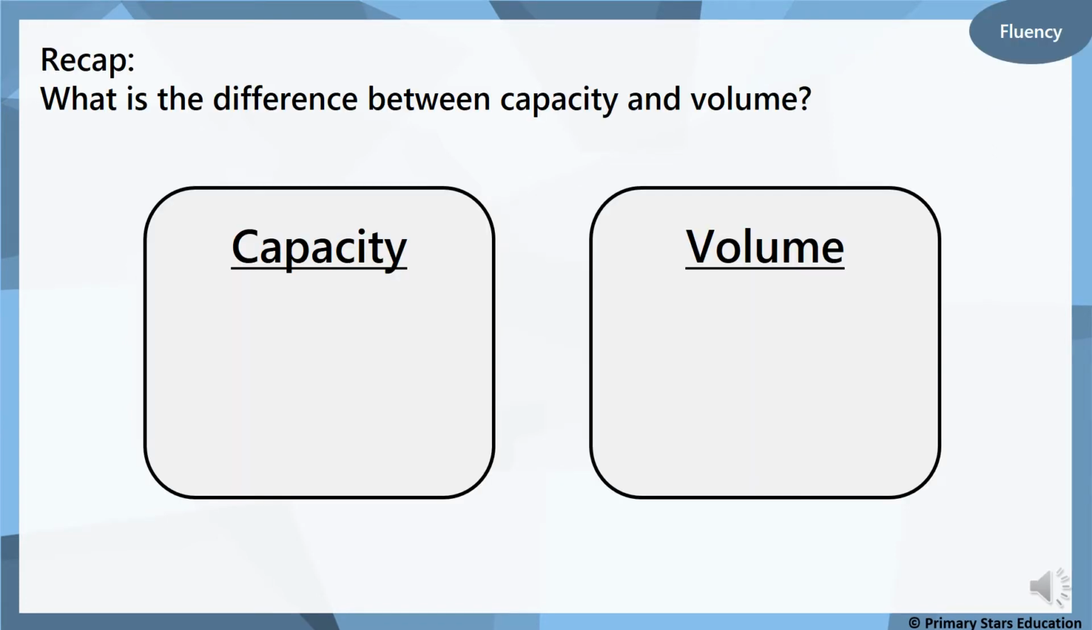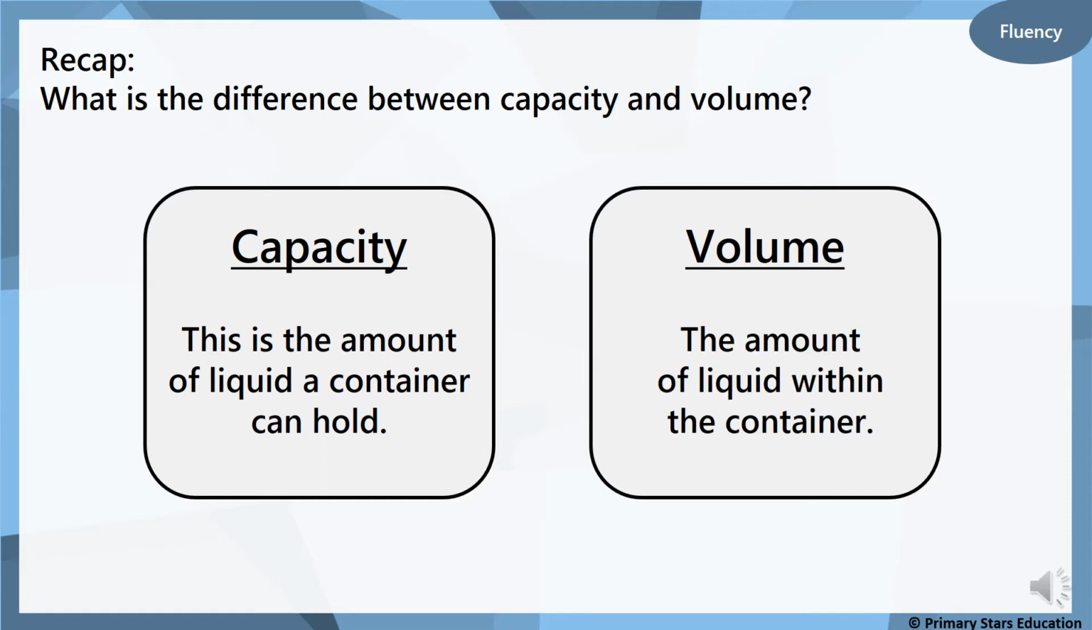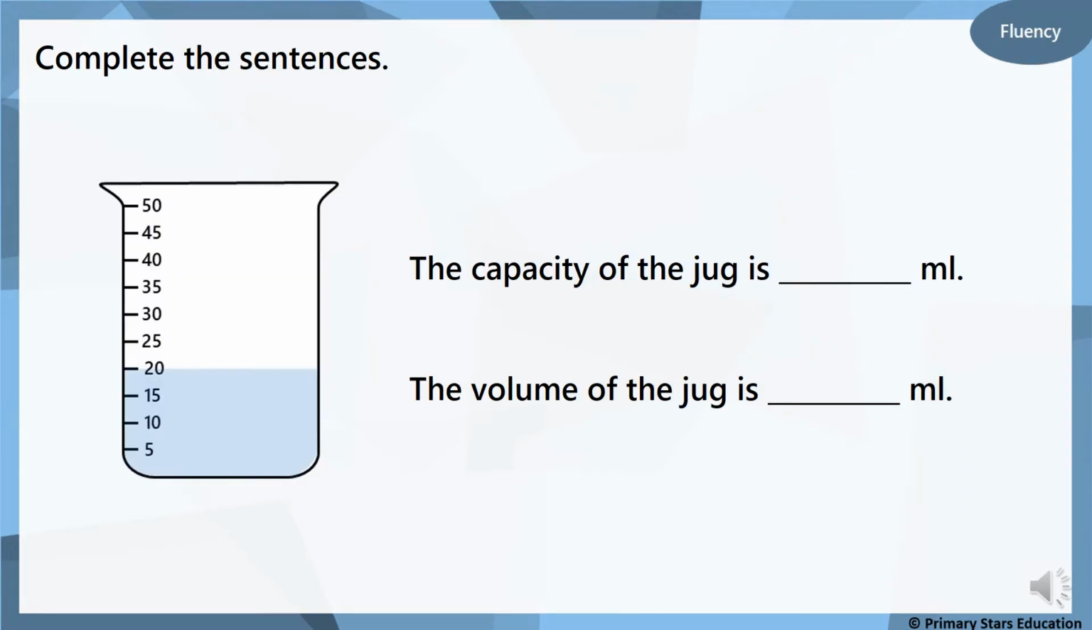Okay, let's recap the difference between capacity and volume. Capacity is the amount of liquid a container can hold, and the volume is the amount of liquid that is within the container.